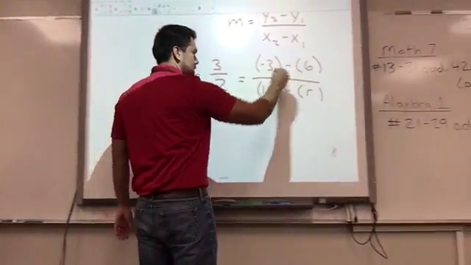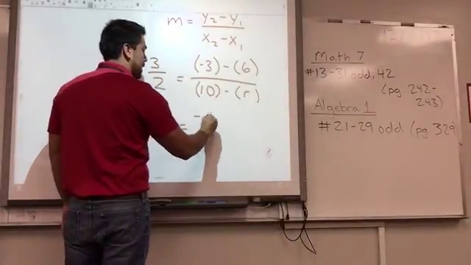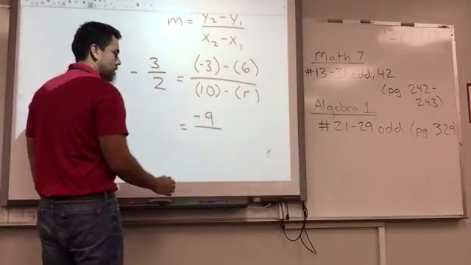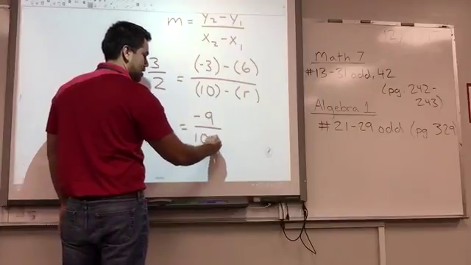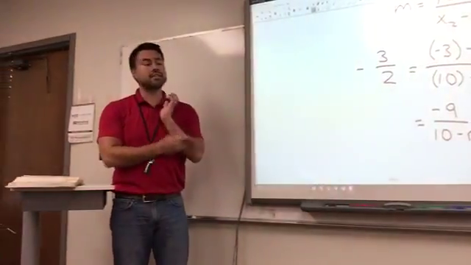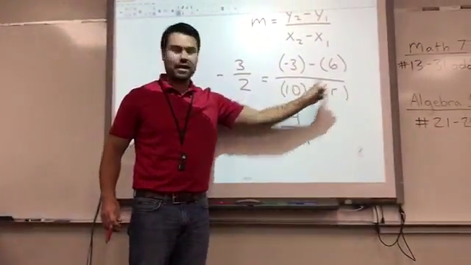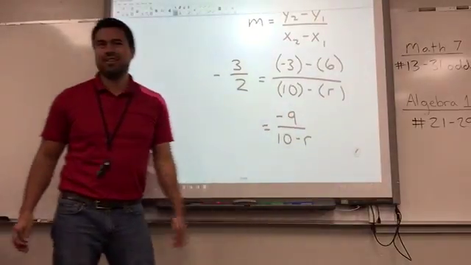So let's just look at the right side. What's negative 3 minus 6? So I have negative 9. And what's 10 minus r? Well, r should be... No. Again, we're not going to know that necessarily in all these problems, but I know it's r. How many of you would say 10 minus r is 10 minus r? Okay.